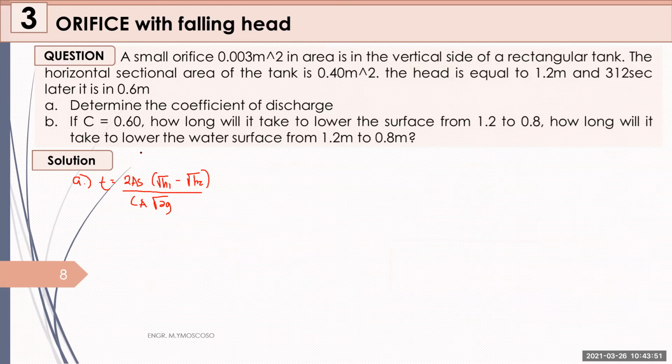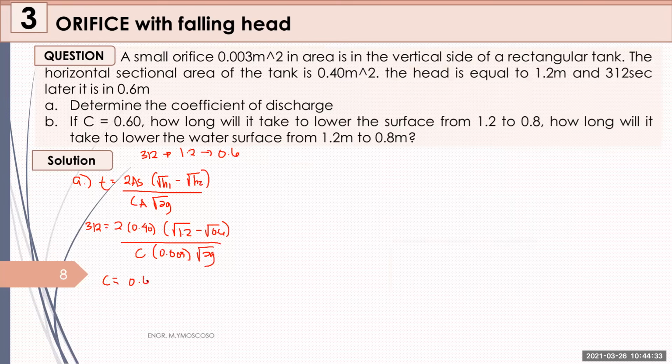So, within 312 seconds, the initial height is 1.2. After 312 seconds, the H2, or the water inside the tank, became 0.6. Therefore, your time, that would be 312 equals 2 times the area of your tank, which is 0.40, times the square root of 1.2 minus the square root of 0.6, divided by C times the area of an orifice, which is 0.03, times the square root of 2G. Therefore, the value of your C would be 0.62.